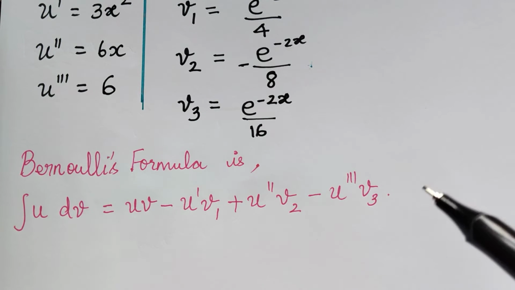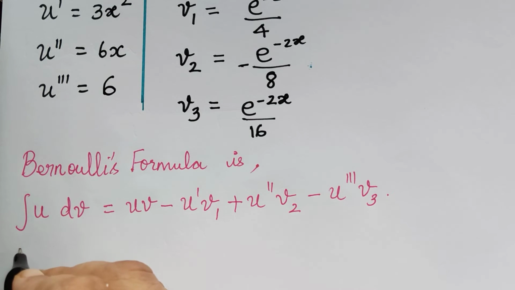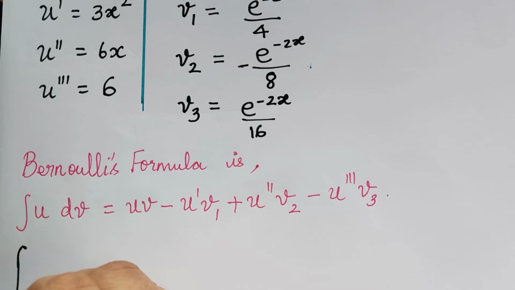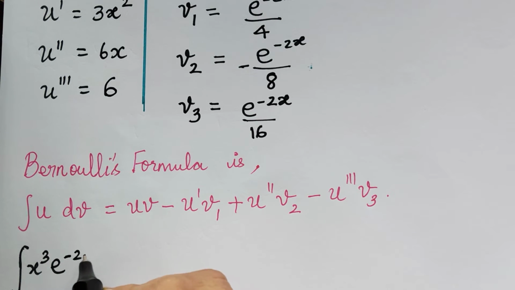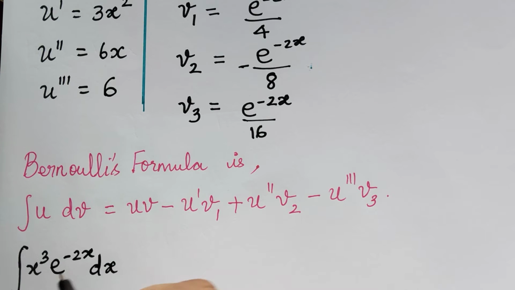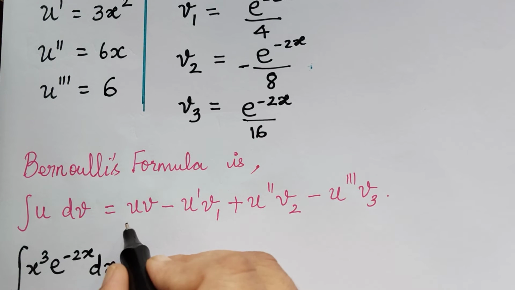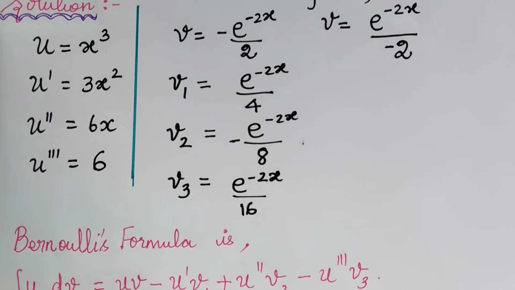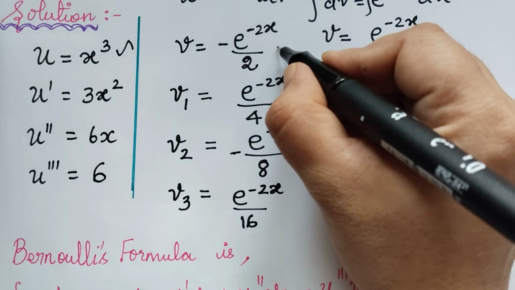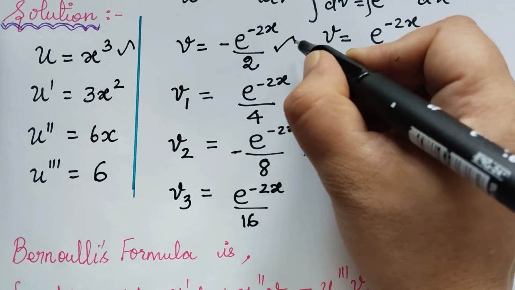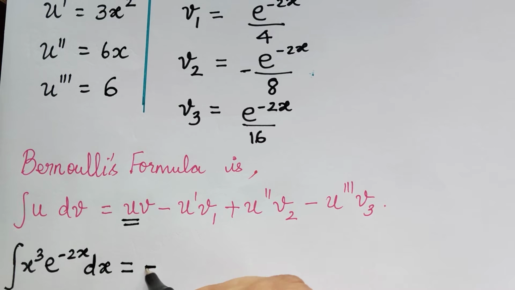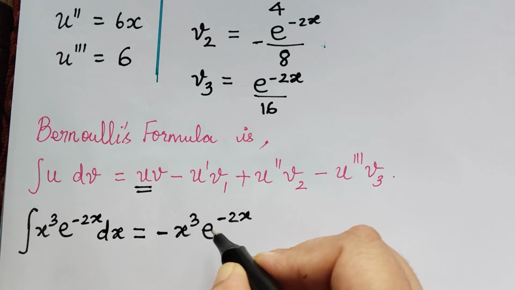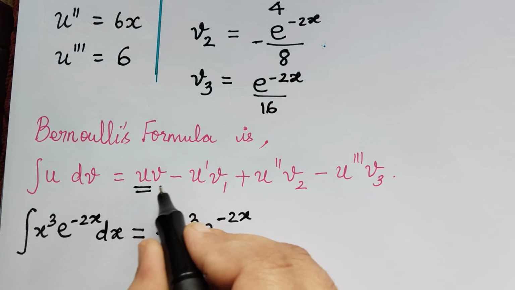So I have written the formula till here. Now applying the obtained values, the question is integral x cube e to the power negative 2x dx. So this is only u dv. What is u? U is x cube. And what is v? V is minus e to the power minus 2x divided by 2. Multiplying these two terms, we obtain minus x cube e to the power negative 2x divided by 2. So we have obtained uv.